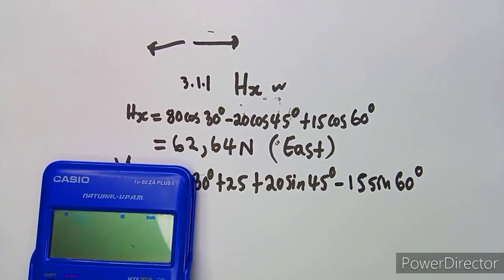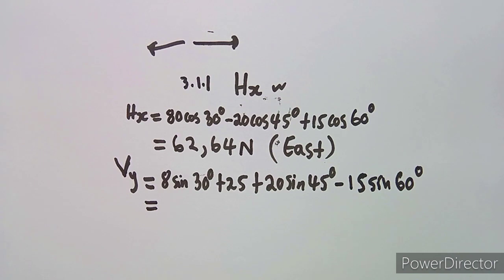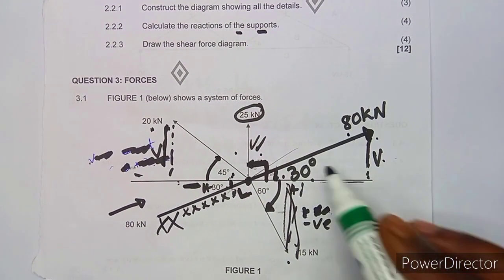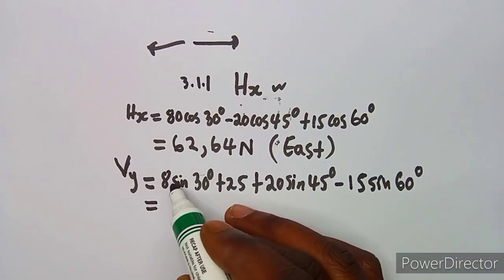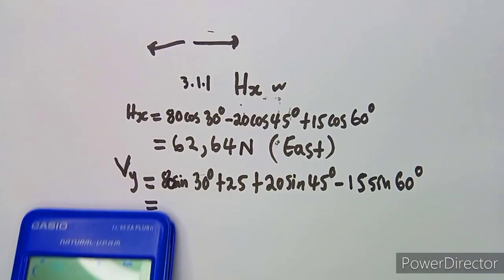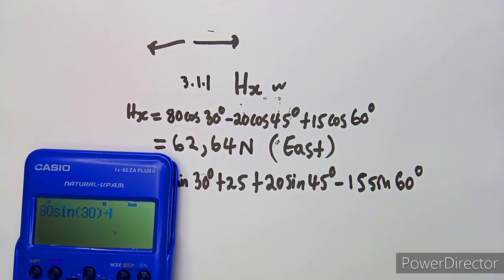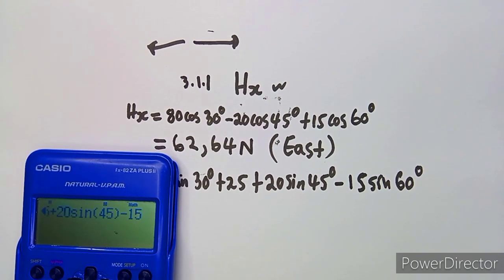In this case, it's 80, not 8. This one is 80 sine 30 degrees. Okay, sorry for that mistake. So it's 80 sine 30 degrees plus 25 plus 20 sine 45 degrees. Make sure you use your calculator properly. Then minus 15 sine 60 degrees, like that.